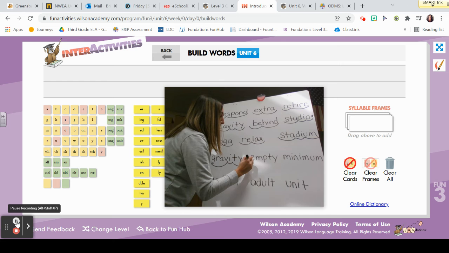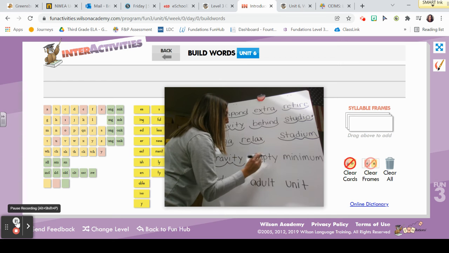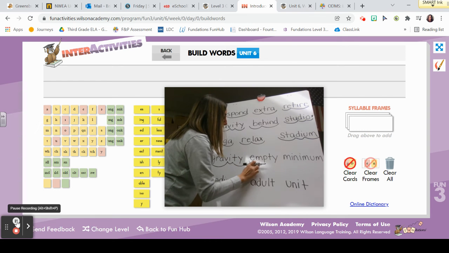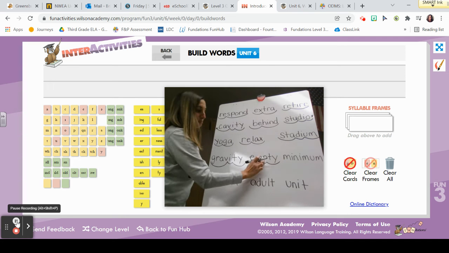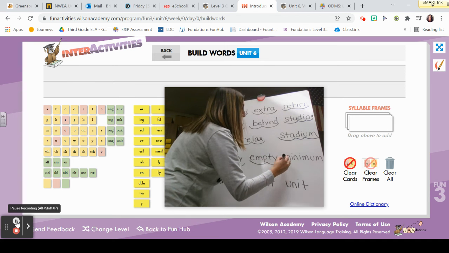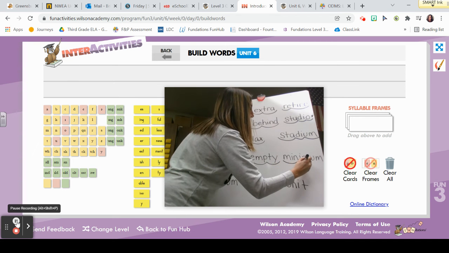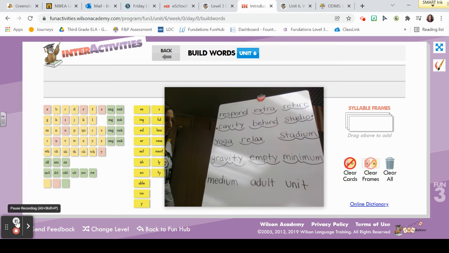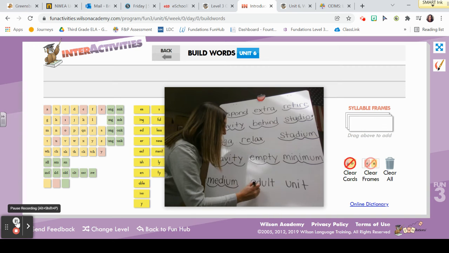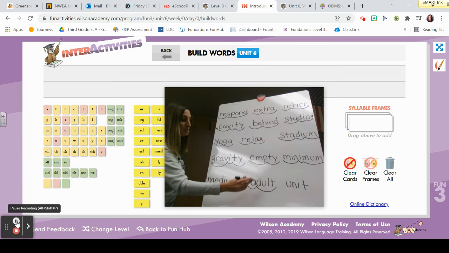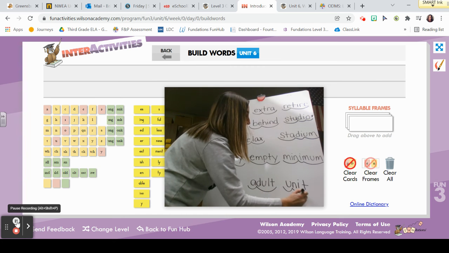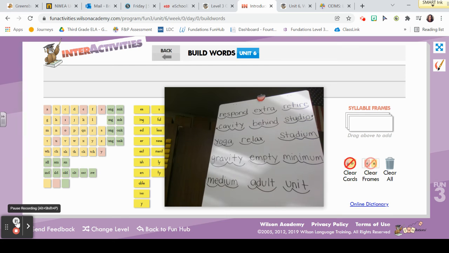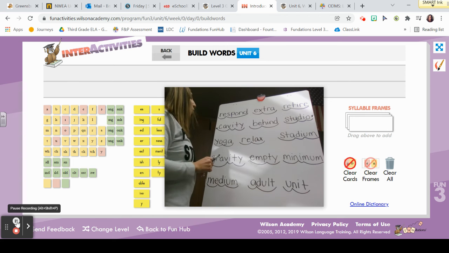Okay, try this one. I don't like that. I have to fix it. It's empty. That's a blend that stays together there. How about this word? Minimum. Medium. Adult. And unit. Unit.